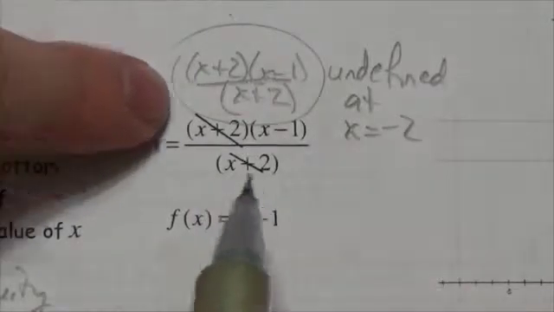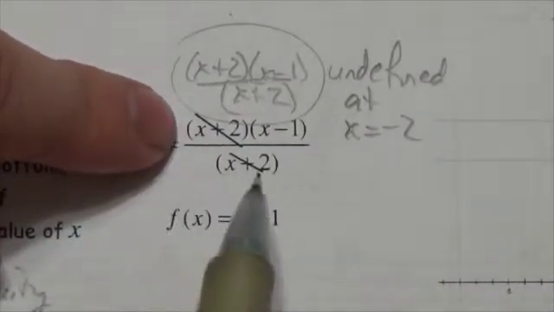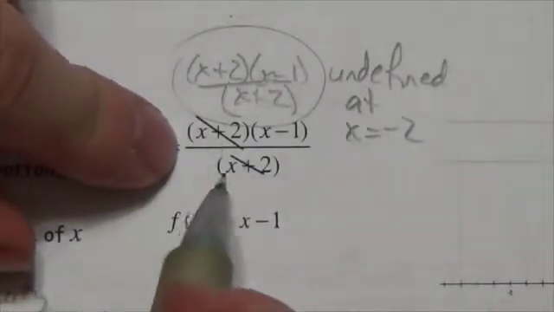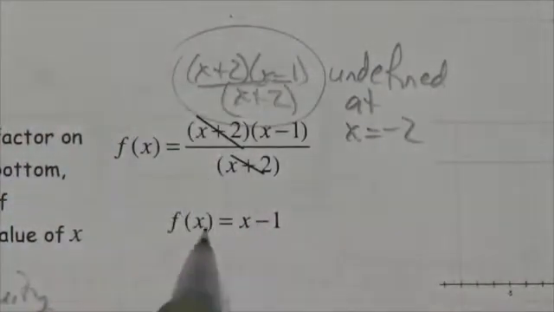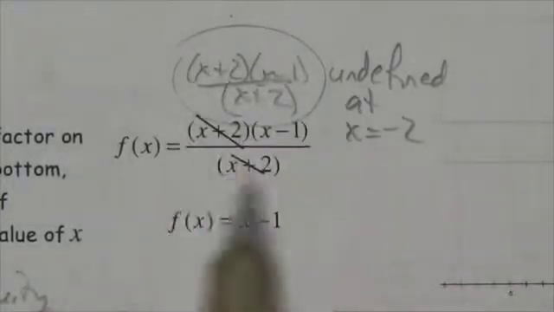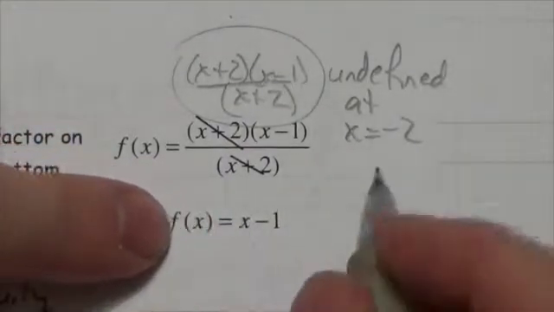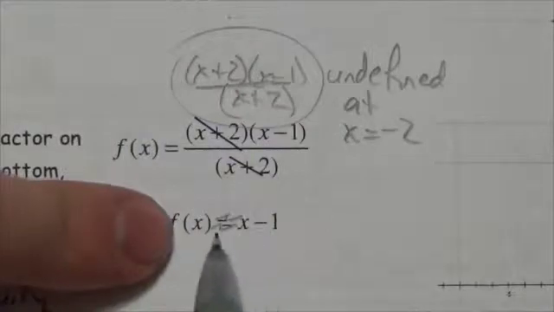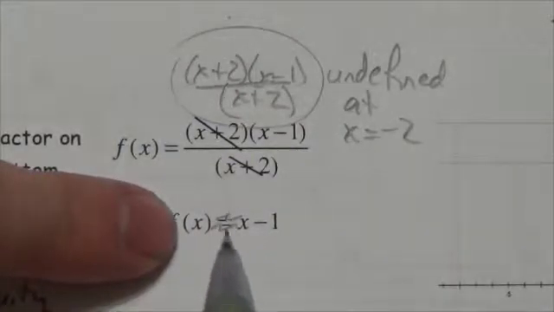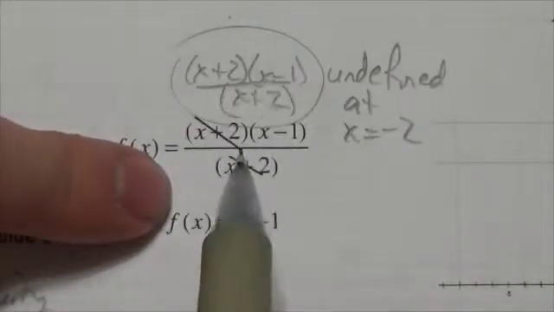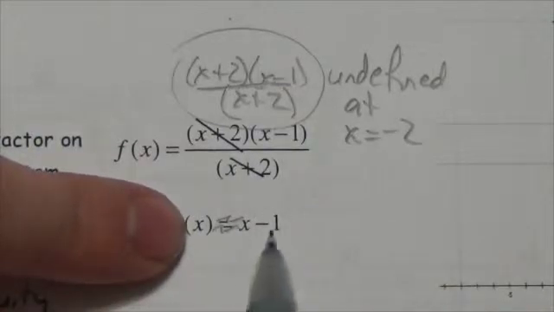But for every other value of x, those two are going to cancel. For the infinite number of different values you can plug in there for x, that's going to cancel. This is going to be the same as this. But because this is undefined at negative 2, and this isn't, the best you can say here is that this function is not actually equal to x minus 1, it's equivalent to x minus 1. They're not exactly the same because at x equal to negative 2 this is undefined, but this becomes negative 3.